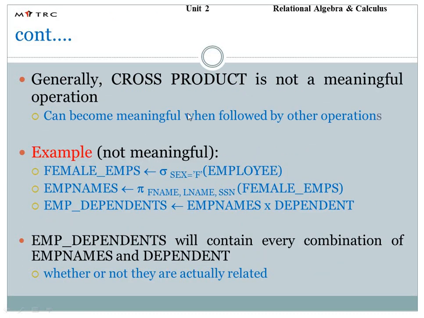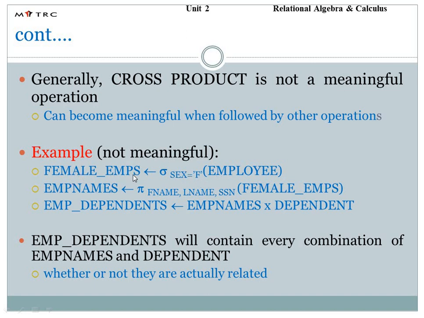Now if I talk about the general property of the cross product, the cross product is not a meaningful operation. It is simply creating a merger of two tables, combining the two tables. And how can it become meaningful? When we have certain other operations. For example, say I have to determine the dependents of female employees. Female employee, sex is F.